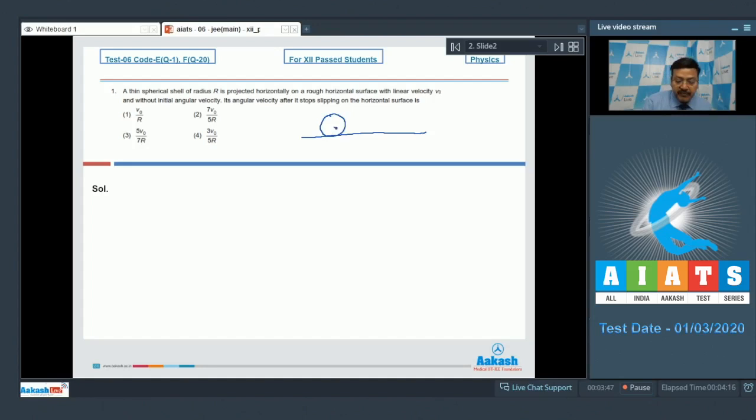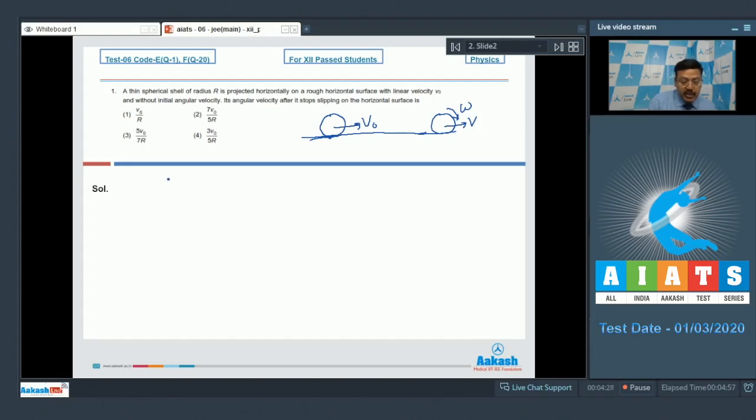Initially, it was projected with purely a linear velocity v0, and because of friction, it eventually starts rolling without slipping. When it starts rolling without slipping, let's say the linear velocity has become v and its angular velocity has become omega. So now we can conserve angular momentum about this point, in fact any point on this line, because the torque of friction about any point on this line is going to be 0. So conserving angular momentum about this point, initially the angular momentum is simply mv0 r.